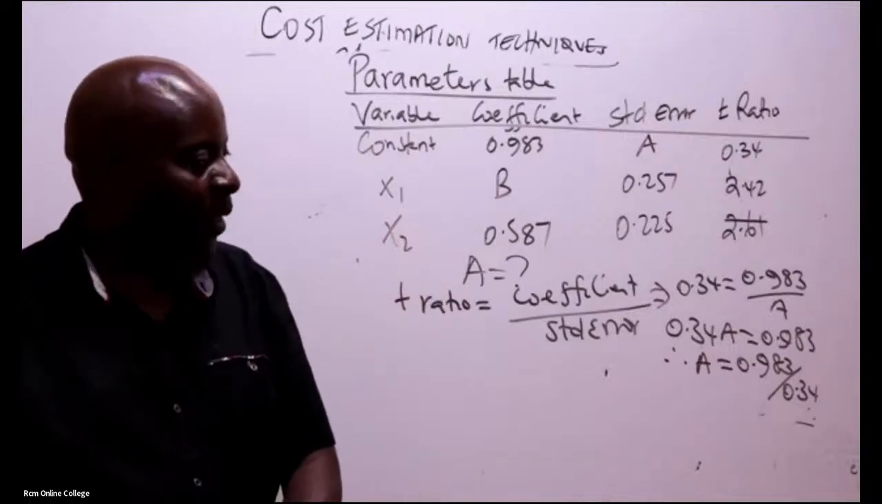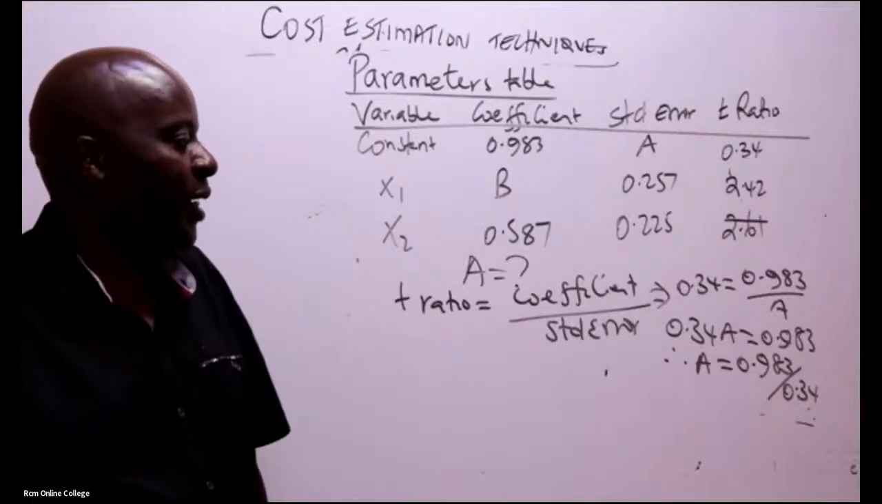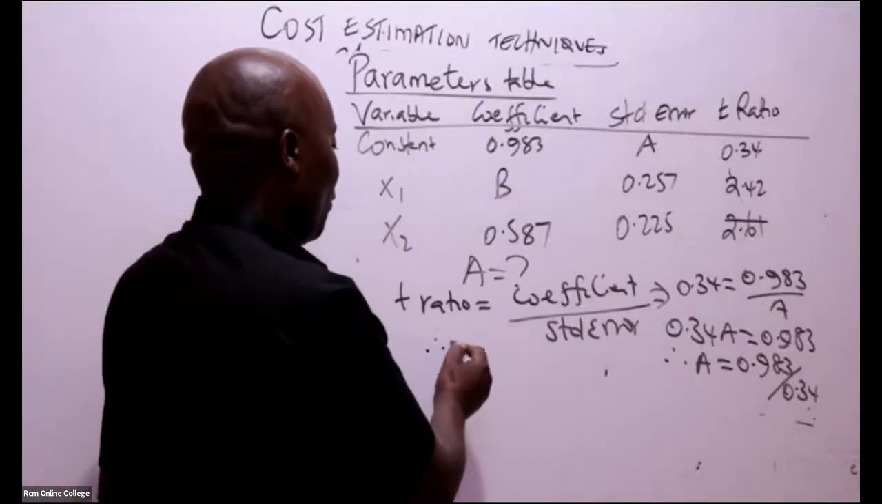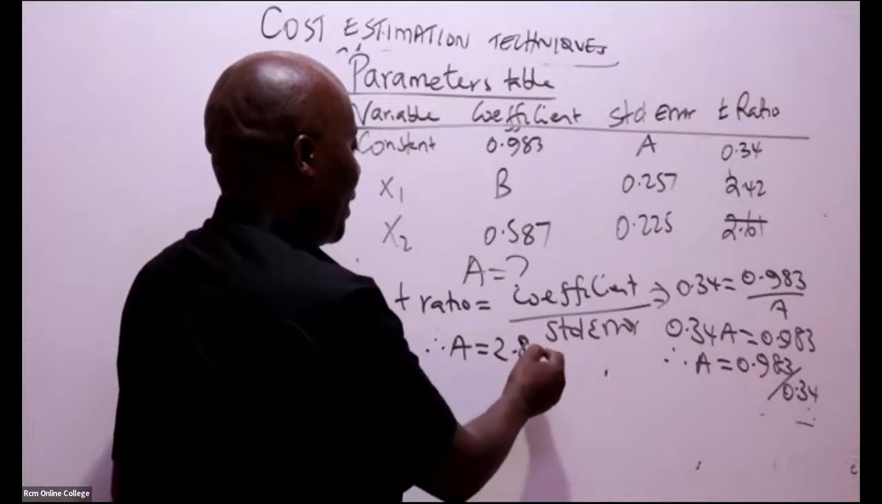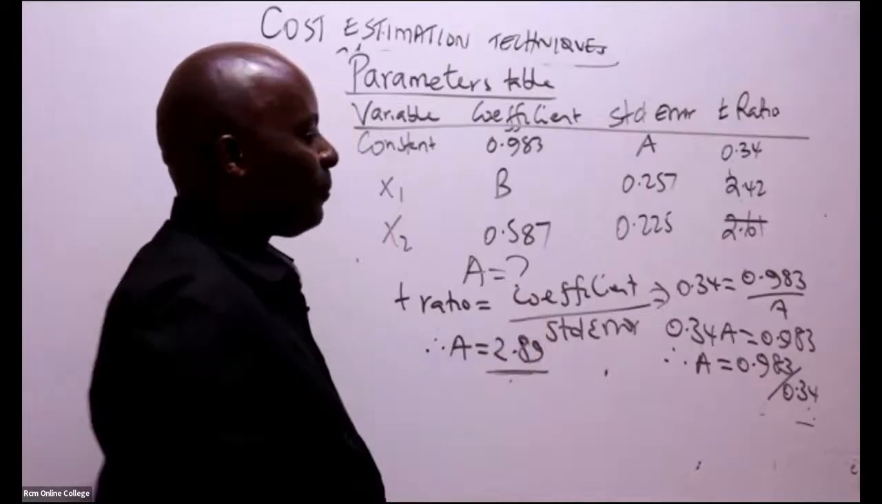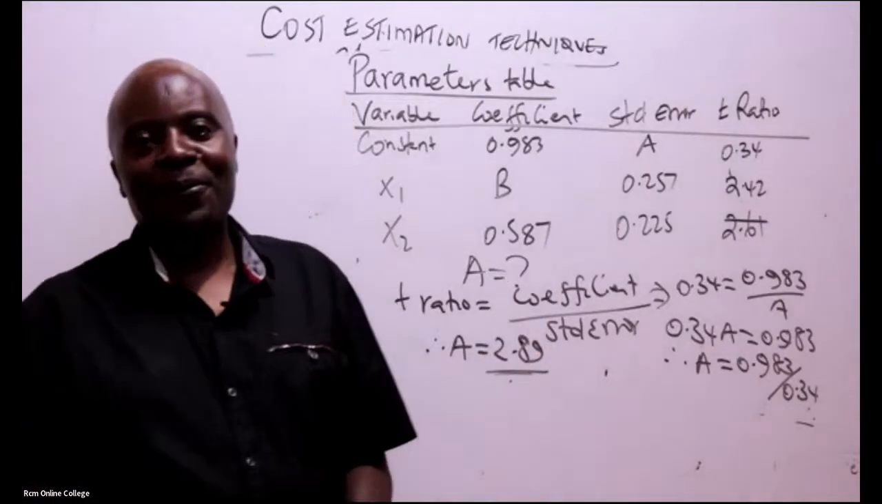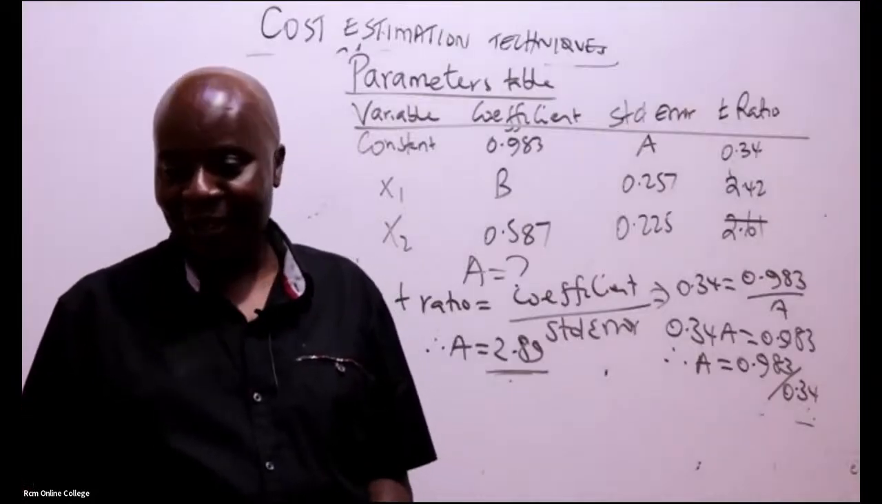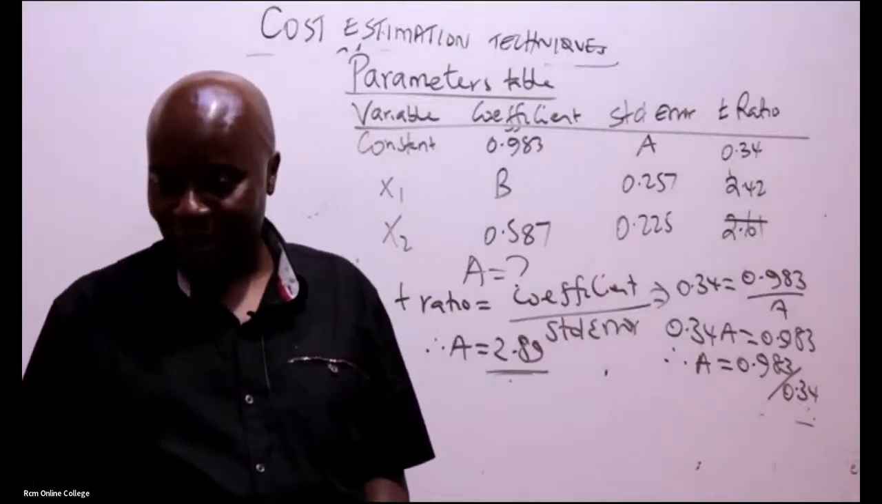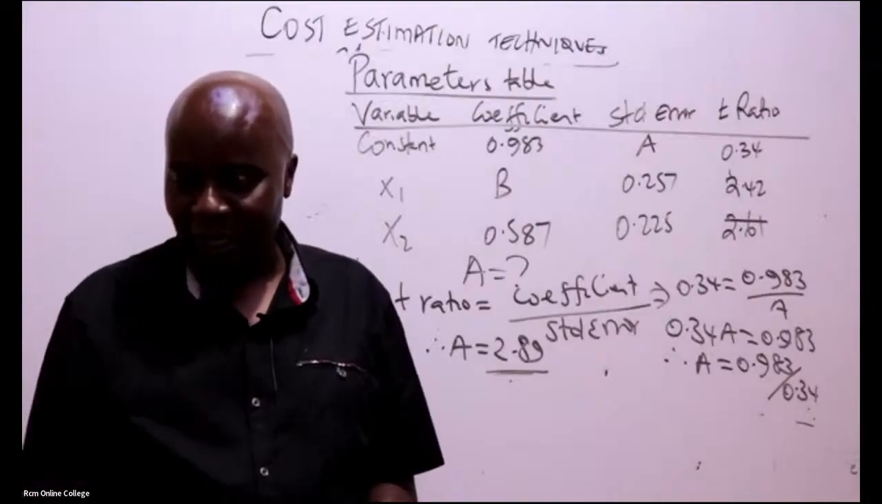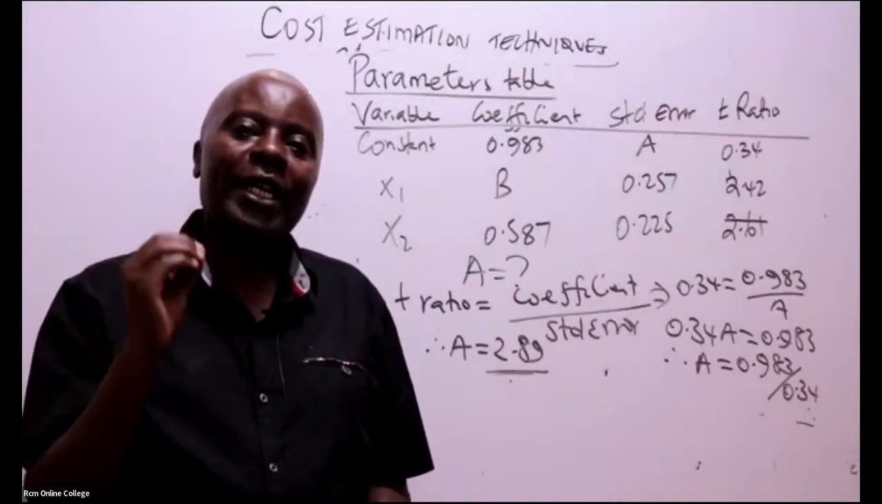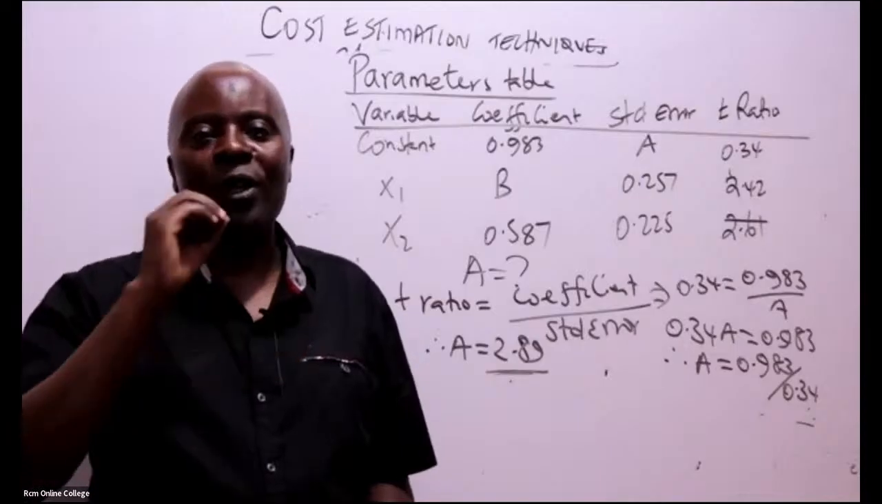So they are telling me, Mwalimu, that A is 2.89. Therefore A is 2.89. So is that okay? Or is there anybody who has a question? Is this okay, how we have gotten A? Yes. Then can you kindly go ahead and give me the value of B now on your own?